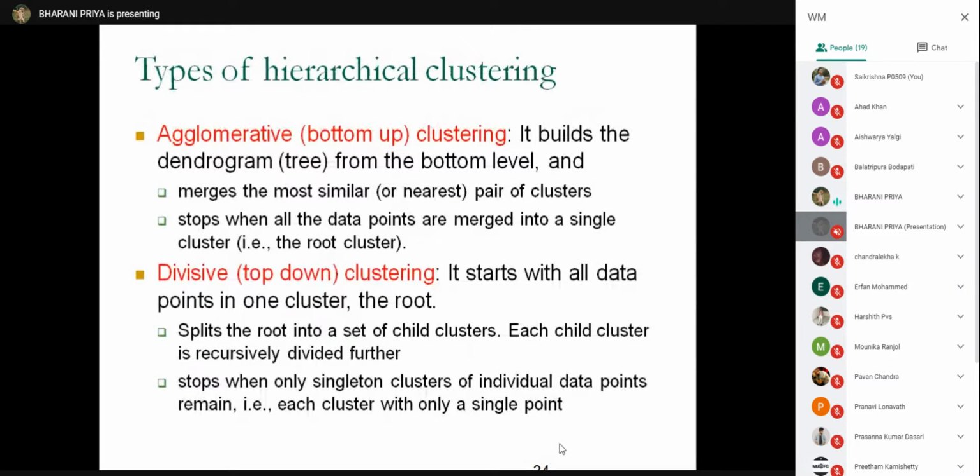So under hierarchical clustering, there is two types of clustering, that is agglomerative clustering and divisive clustering, whereas this agglomerative clustering is bottom-up clustering. We'll start from a singleton cluster and go on merging the cluster until you get a single large cluster. Whereas in top-down clustering, we'll start with a large cluster and divide the clusters into subclusters until you'll get a singleton cluster.